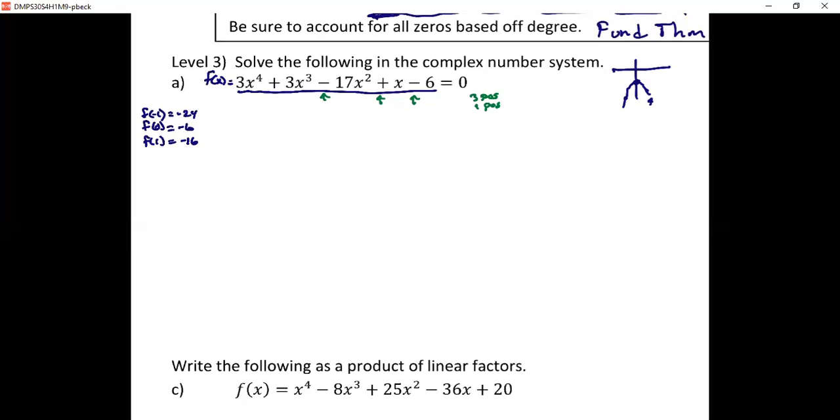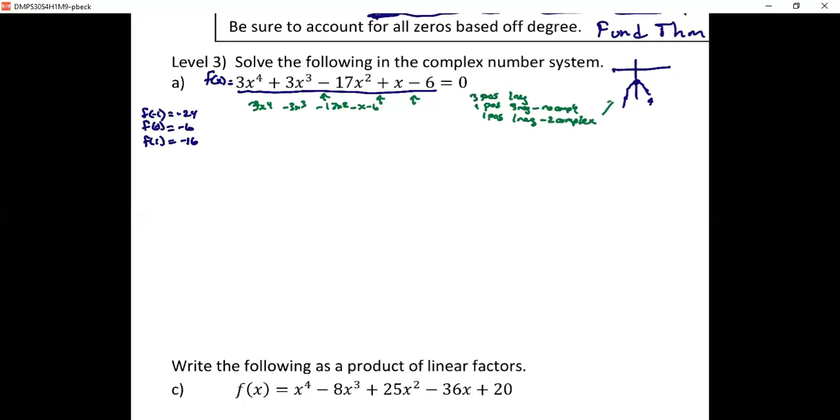Now, if I plugged in negative x, I would get a positive 3x to the 4th still, minus 3x cubed, minus 17x squared, minus x minus 6. I only see 1 change in signs, so at most there's going to be 1 negative zero. So either I'm going to have 3 positive and 1 negative, or I could have 1 positive, 3 negative, and then no complex, because I'm accounting for all my zeros by the fundamental theorem of algebra. Or I could have 1 positive, 1 negative, and 2 complex.